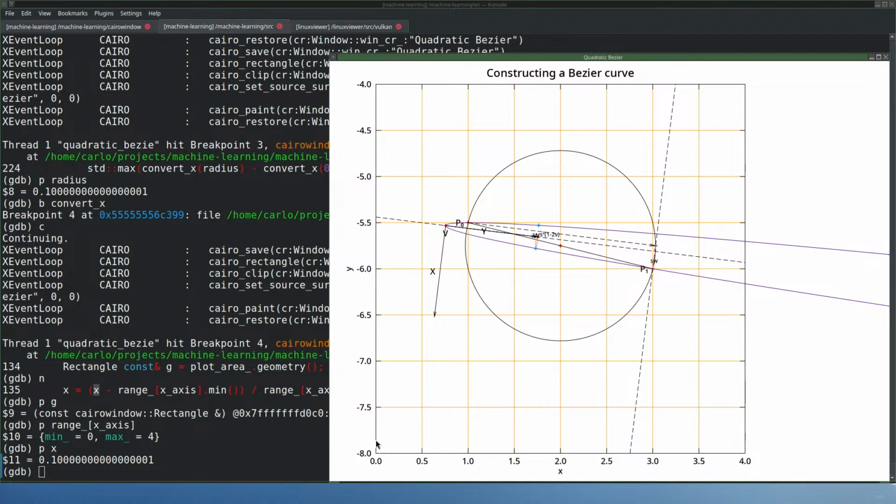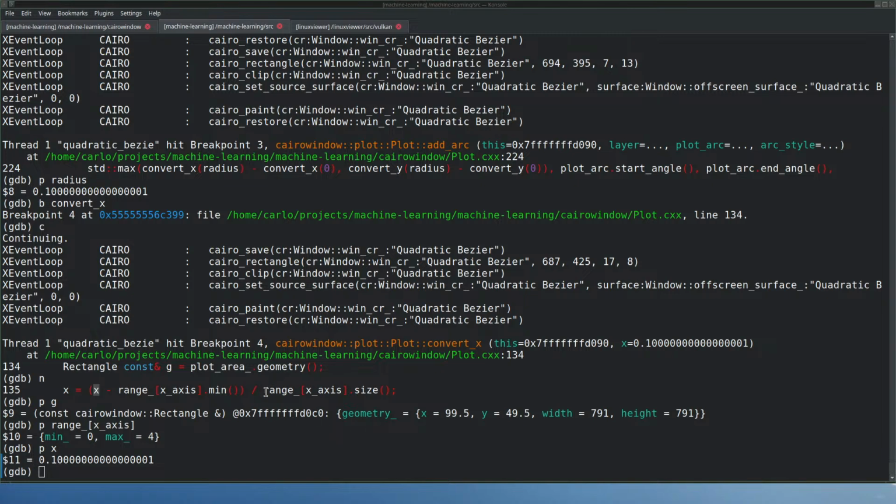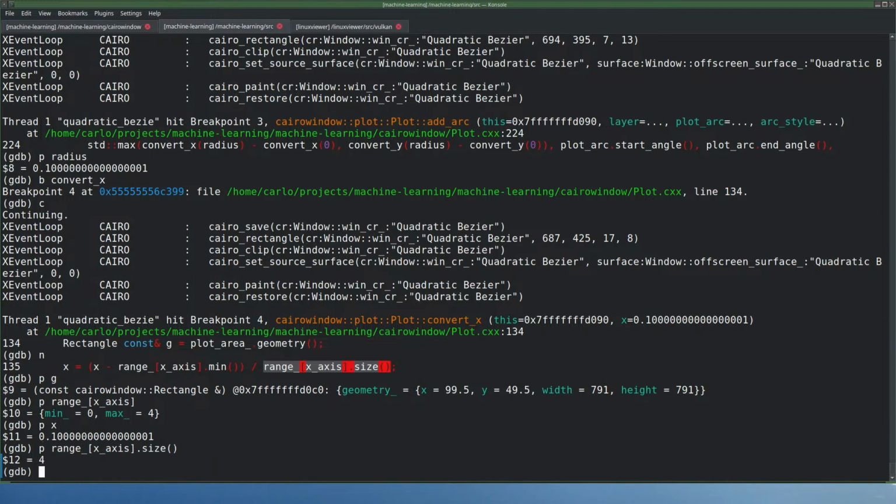0.1 is here. So this should become something like 0.1 minus 0 divided by something less than 1, I hope. Oh, wait a minute, that's 4. Why would I divide that by 4? That's not good. Oh, it is just the fraction. Okay, so it's a small fraction.